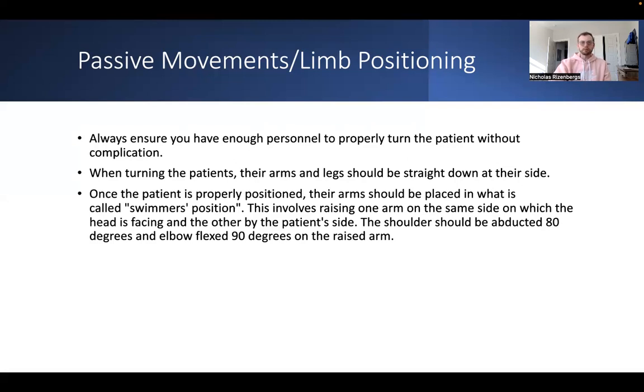Their arm should be placed in what's called the swimmer's position. This involves raising one arm on the same side which the head is facing, and the other at the patient's side. So this arm up like this, one down at their side, like swimming. And the shoulder should be abducted 80 degrees and the elbow flexed 90 degrees on the raised arm.